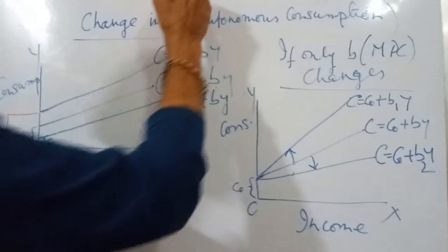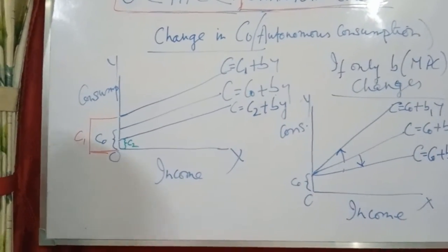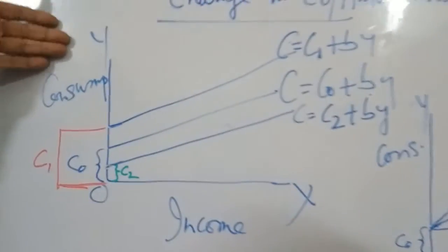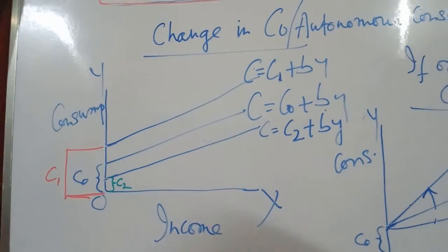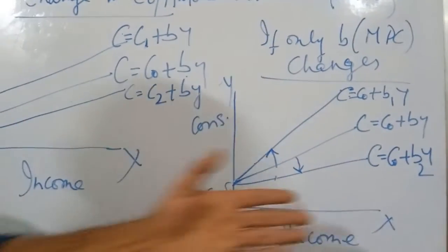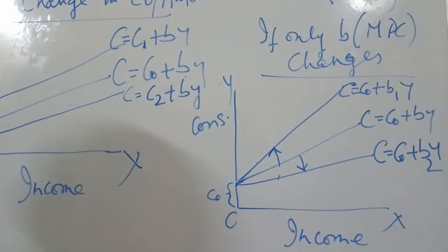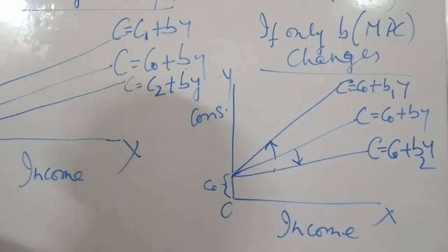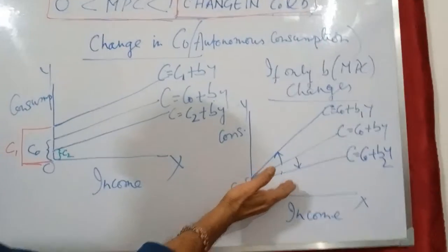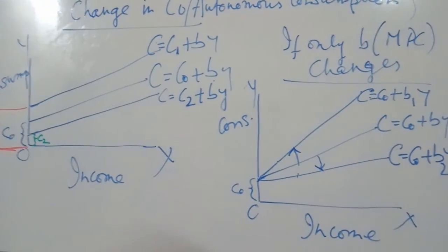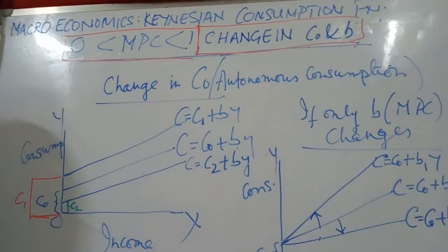So we have done this part also. So here we have learned how the consumption function shifts parallelly when there is change in autonomous consumption without any change in income and MPC. And here we have drawn the diagram where we have learned how the consumption function's slope changes when there is change in marginal propensity to consume, that is B only, and there is no change in income and autonomous consumption. The slope of the C line changes. Okay? Yeah.